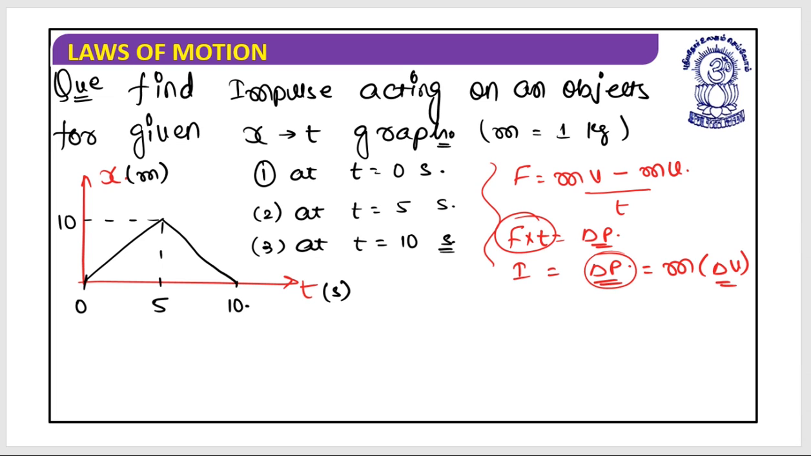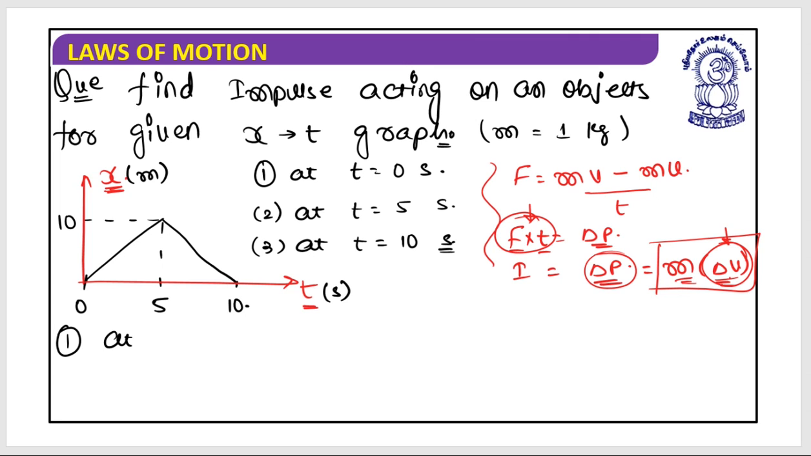So if I consider the situation, maybe I get F into t, but it would be a longer approach. But I can calculate m into delta v easily. How? Because this is the graph for the displacement versus time. And when they have given the graph for displacement versus time, it is easier to calculate the velocity, and then I need to calculate the change in velocity and multiply it with mass. That will give me an impulse.